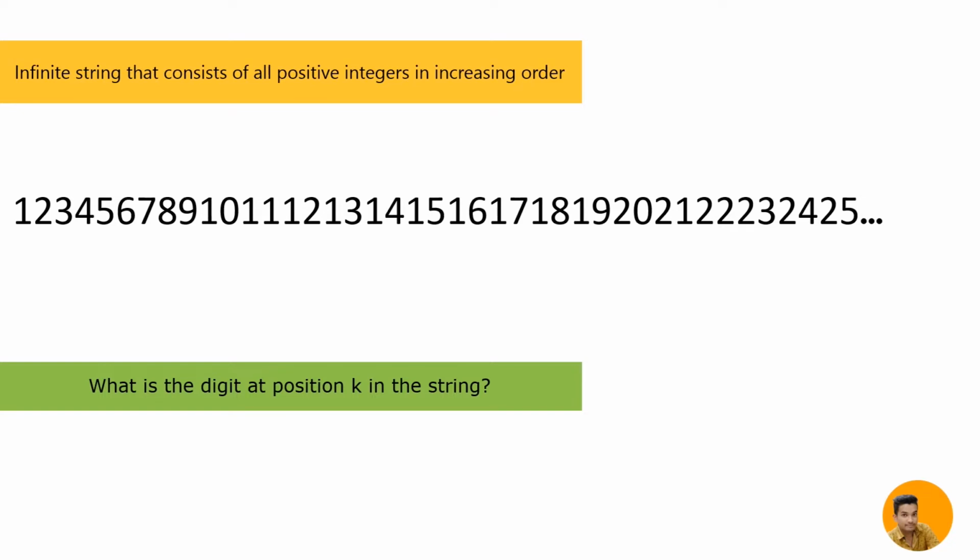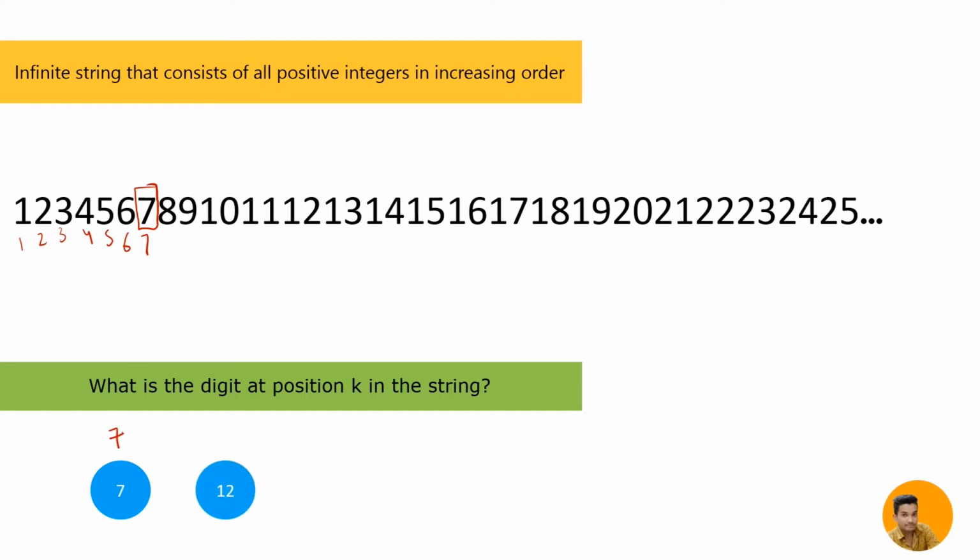So for example, let's say k is 7. What is the digit present at position 7 in the string? I would say 1, 2, 3, 4, and I am writing the positions. So this is the 7th position and the number present is 7. So I would display 7 as my answer.